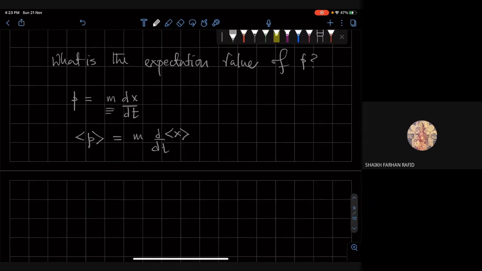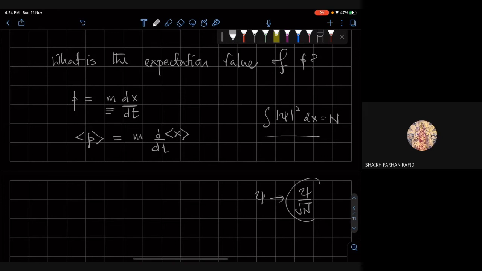And then you say, okay, what now? For the sake of calculation, I'm just going to assume that my wave function has been normalized. We can always do that. If the wave function is not normalized, if this is, say, n, then we can replace our wave function by psi divided by square root of n, and that new wave function is going to be normalized. Okay, so now let me compute P according to this formula.